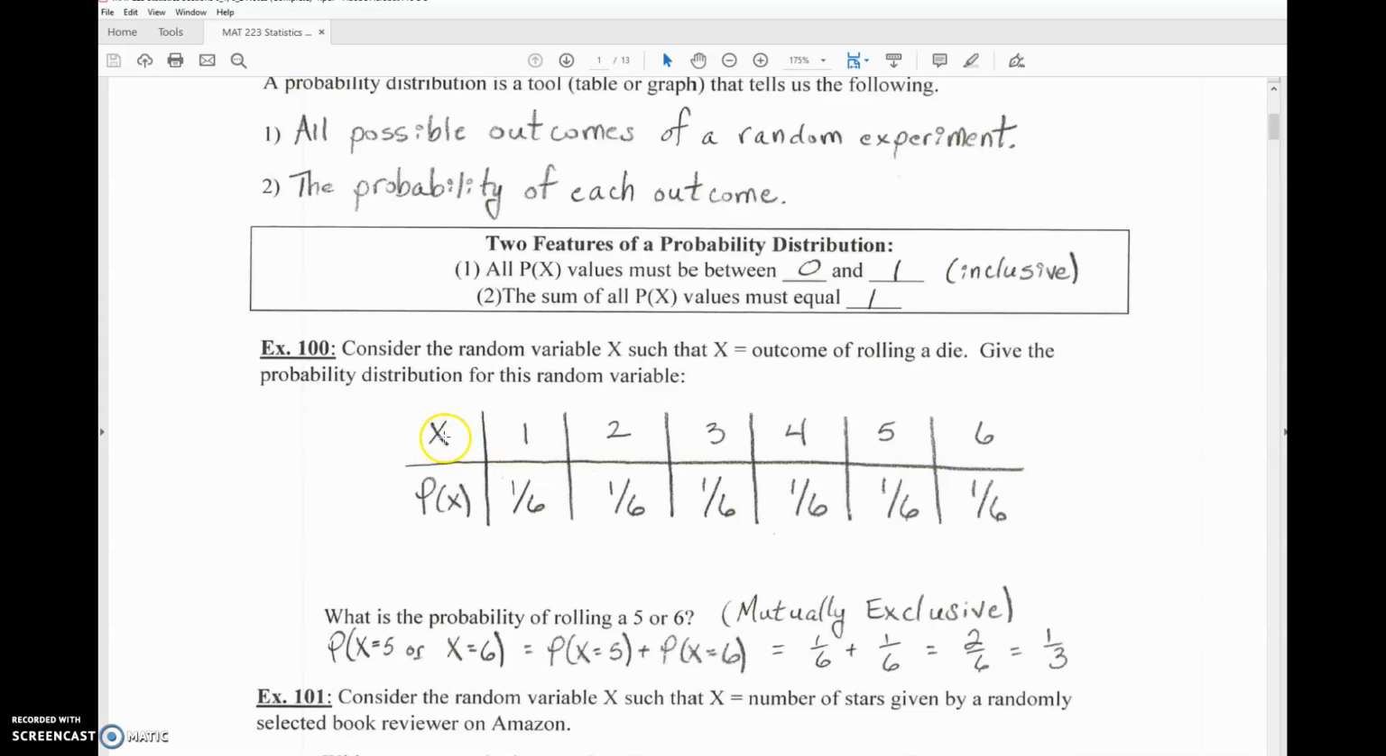If we have a continuous random variable, it wouldn't be possible to list every outcome. But if we can list every outcome, that's called a discrete random variable. And then we list the probabilities below them.